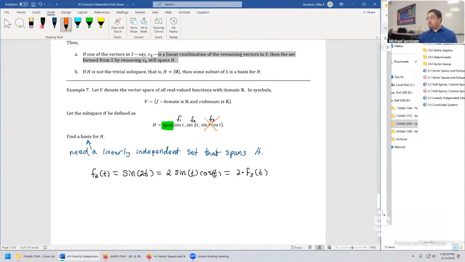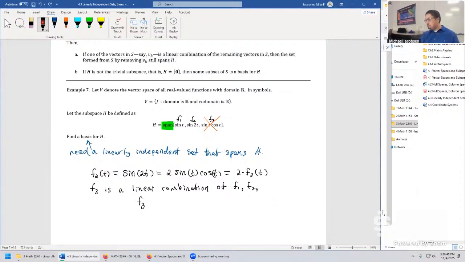So we found a linear combination. F3 is a linear combination of F1, F2. Specifically, we can say that F3 is 0 times F1 plus, or hang on, you'd have to divide that 2 over here to make it a 1/2, plus 1/2 times F2. So it's a linear combination.